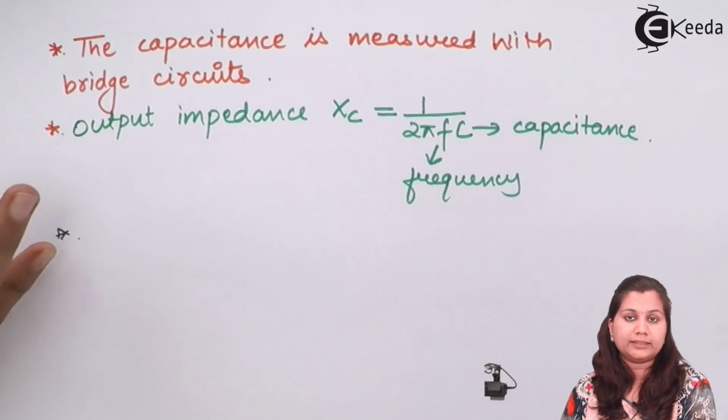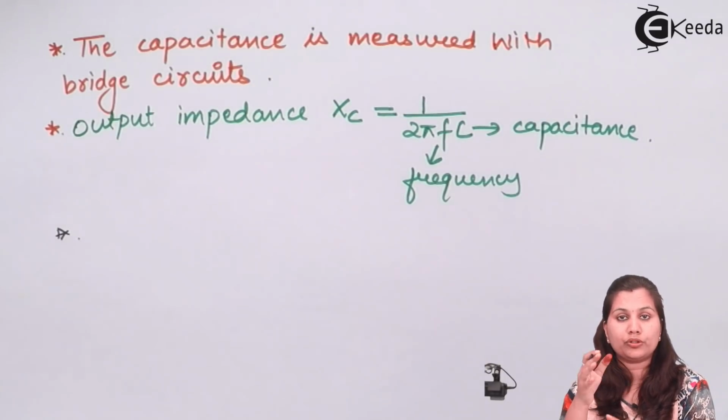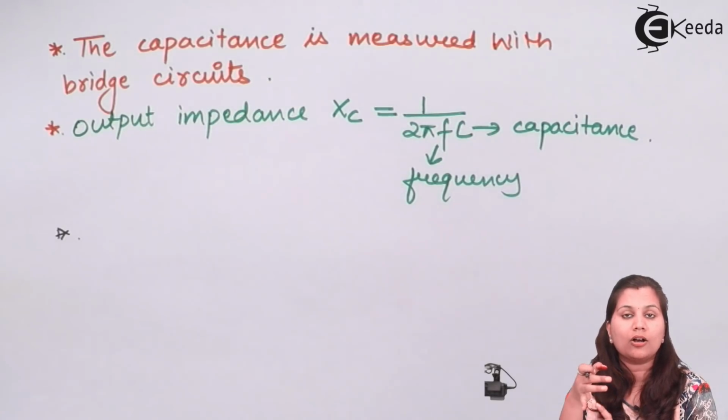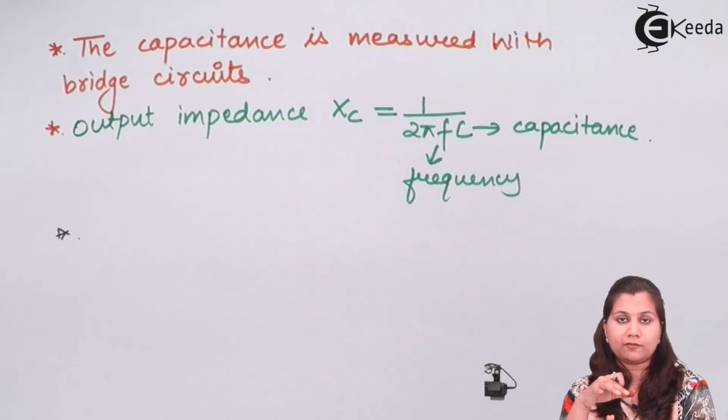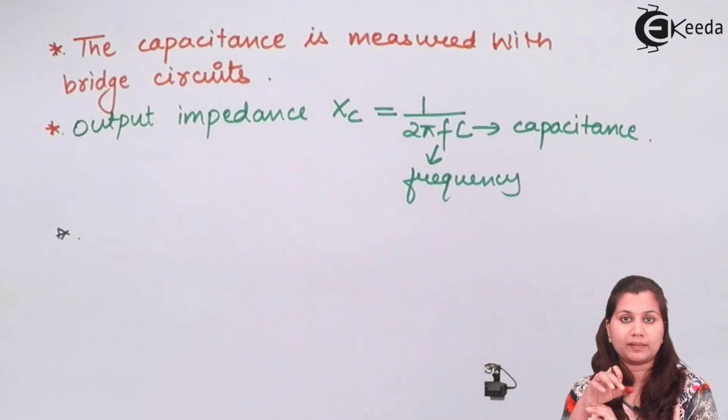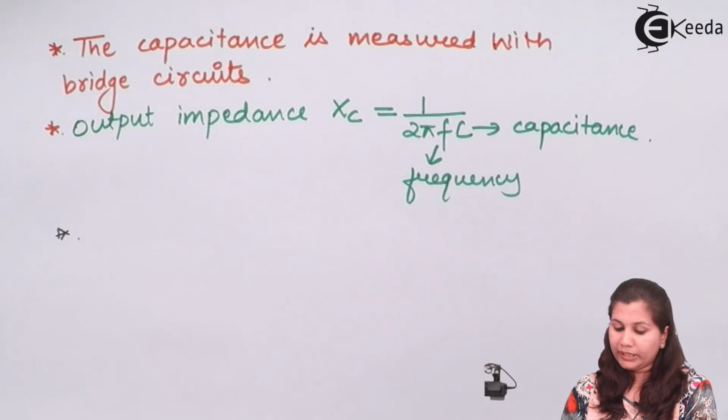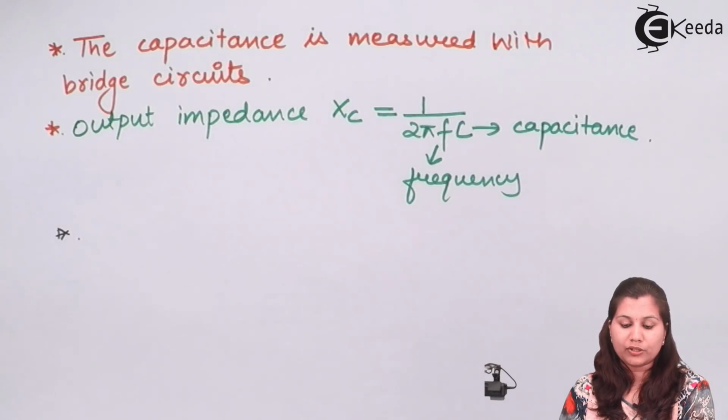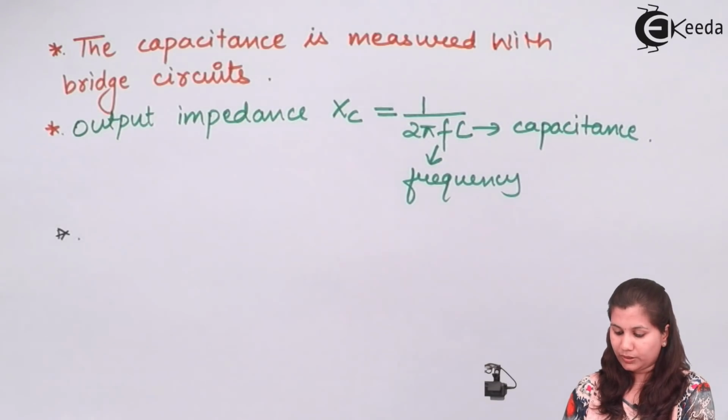Now you have seen here that we can use any of the physical variables to cause changes in either the overlapping area or the distance between the plates and the dielectric constant. So there are various types of capacitive transducers which use this principle to convert a non-electrical quantity into an electrical quantity. Now let us see some of the advantages and disadvantages of the capacitive transducers.